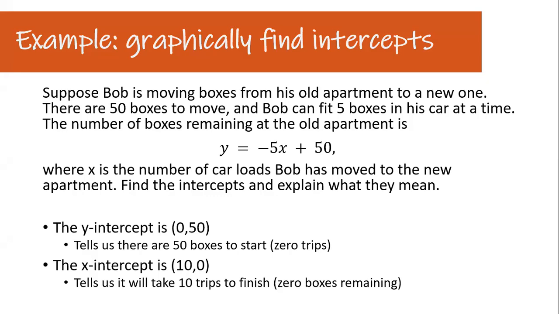The x-intercept is where y equals 0. So y is the number of boxes remaining. If y equals 0, then there are no boxes remaining. So the x-intercept being (10, 0) tells us that, hey, after 10 trips, there are 0 boxes remaining. So he's going to need 10 trips to clear out his apartment.